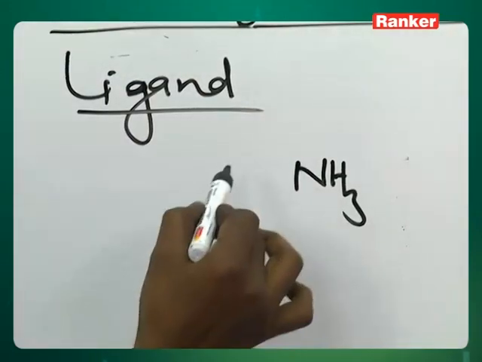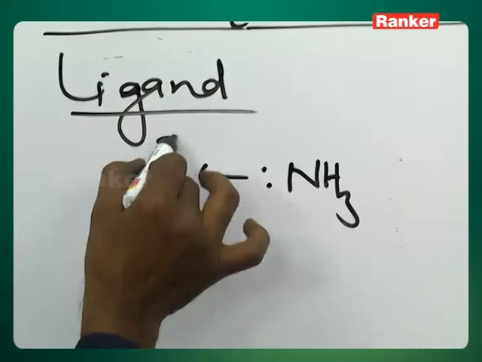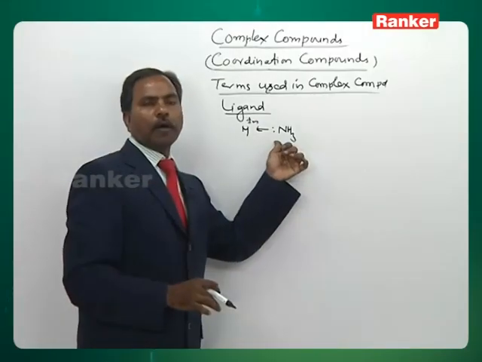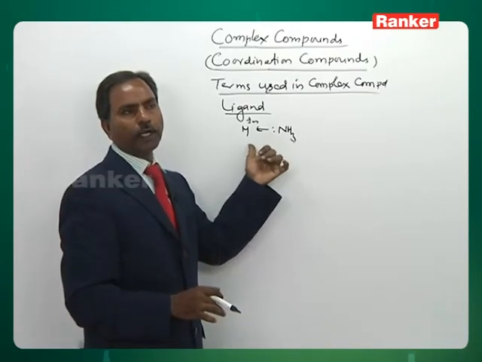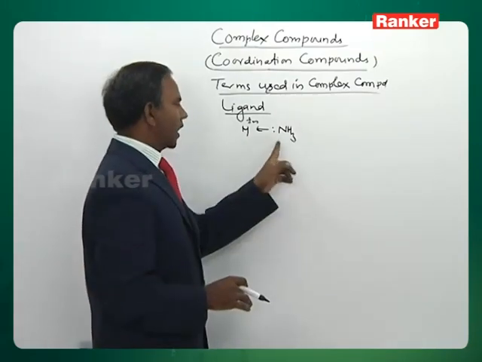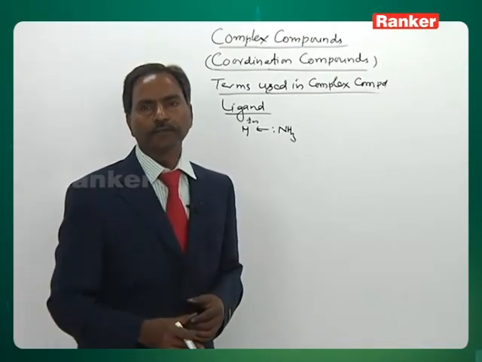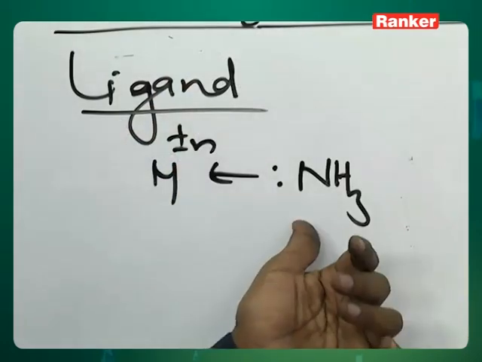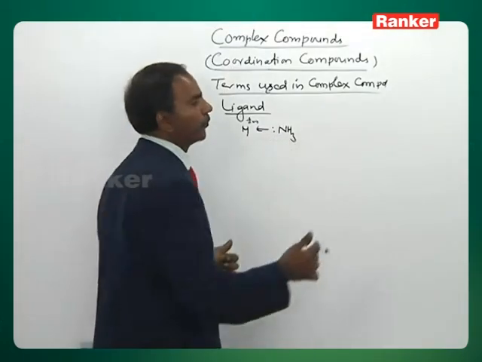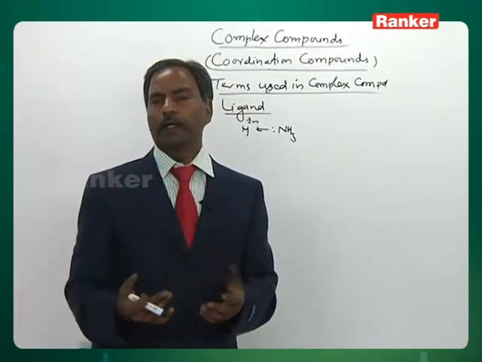Now we consider that NH3 is carrying a pair of electrons. It can easily donate a pair of electrons. A molecule or ion capable of donating a pair of electrons, we call a ligand. A ligand molecule may carry one donor atom or more than one donor atom. The ammine ligand carries only one donor atom, so it is monodentate. There may be ligands with more than one donor atom, that means bidentate, tridentate.